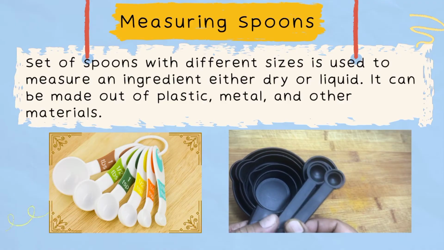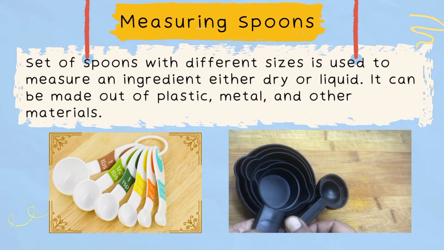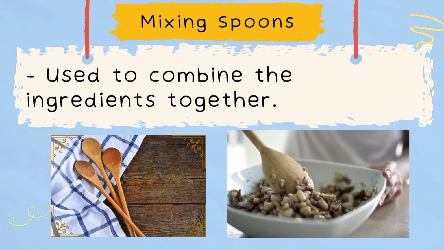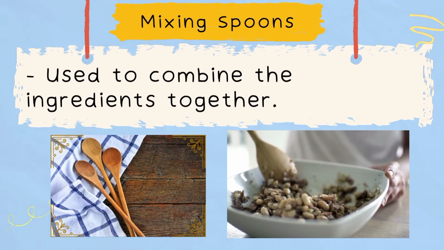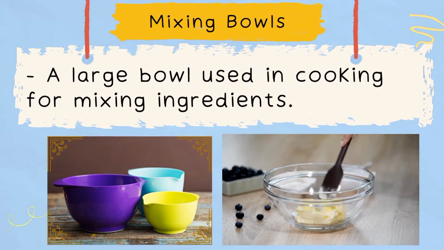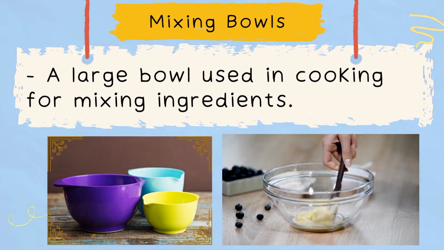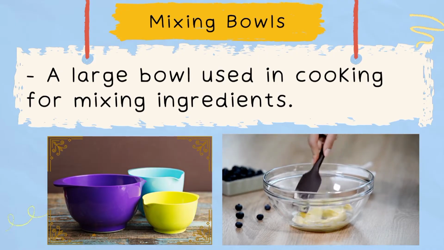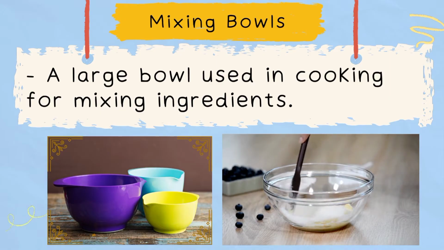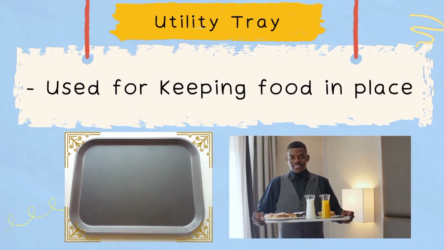Measuring spoons: a set of spoons with different sizes used to measure an ingredient, either dry or liquid. It can be made out of plastic, metal, and other materials. Mixing spoons: used to combine the ingredients together. Mixing bowls: a large bowl used in cooking for mixing ingredients. Utility tray: used for keeping food in place.